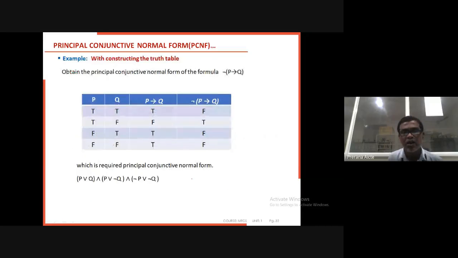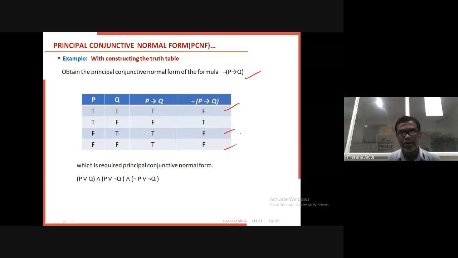And see a small example. If I ask you to find the equivalent PCNF for the given formula, what we have to do is construct the truth table. It is very simple to construct the truth table. Once we have constructed the truth table, we find the rows which have the false truth value.